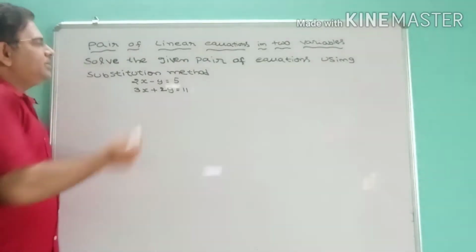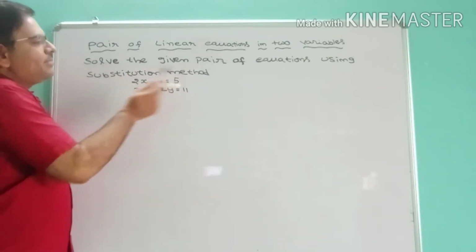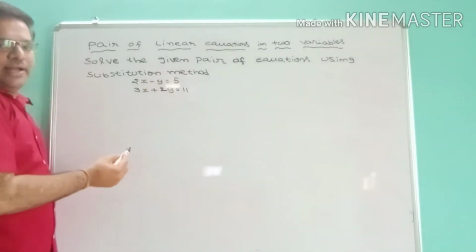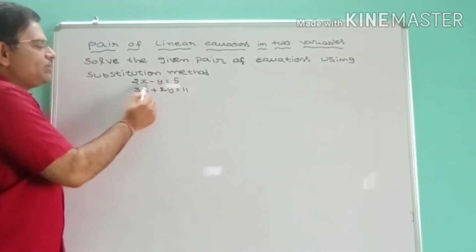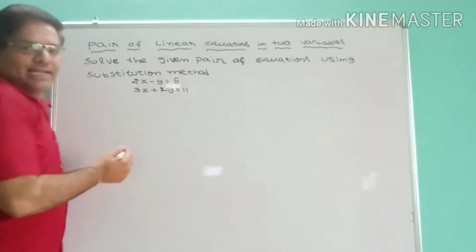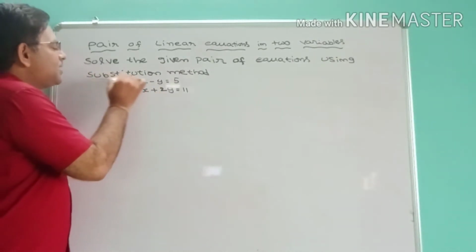In this section, pair of linear equations in two variables. Another method: solve the given pair of equations using the substitution method. Two equations are given: 2x minus y equal to 5, 3x plus 2y equal to 11. How to solve? By using the substitution method.